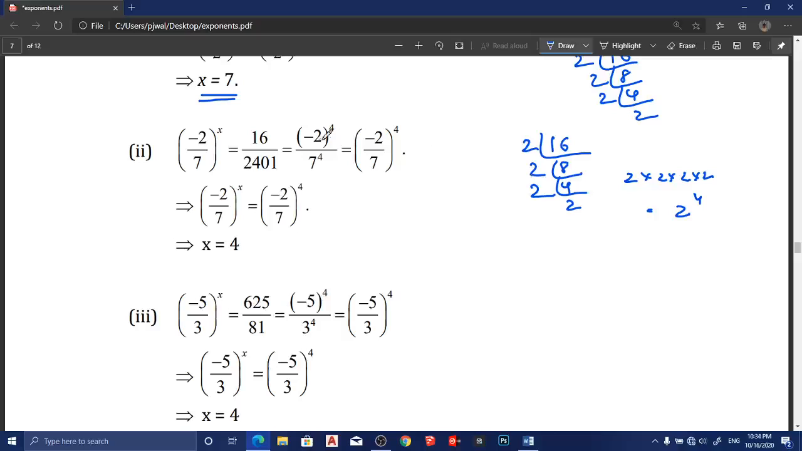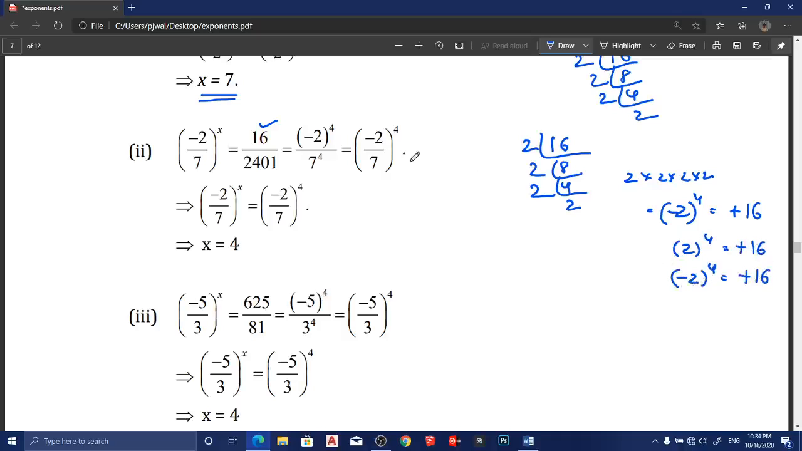Okay, but why am I taking here minus 2? You have to equate these two numbers. So minus 2 also, if you raise it to the power of 4, since it is an even number, you will get plus 16 only. Minus 2 to the power of 4 is also plus 16, and 2 raised to the power of 4 is also plus 16.